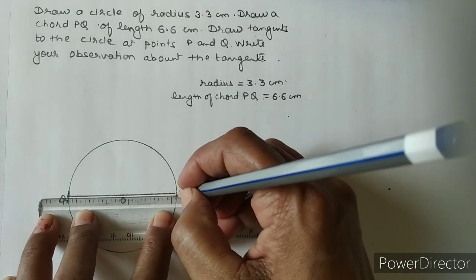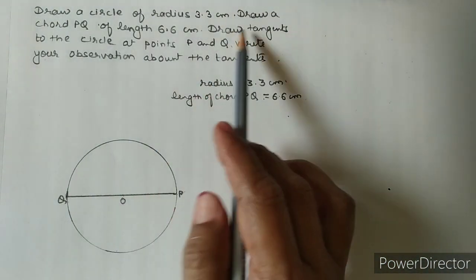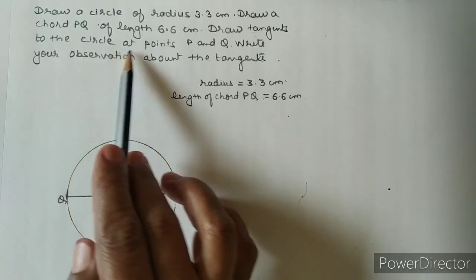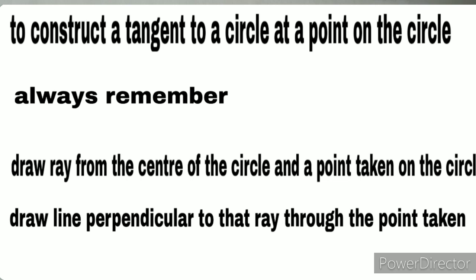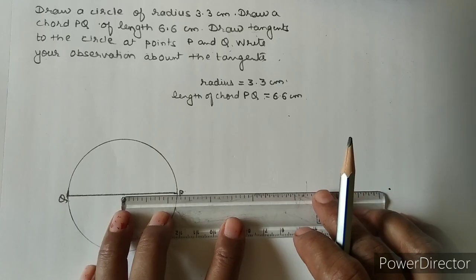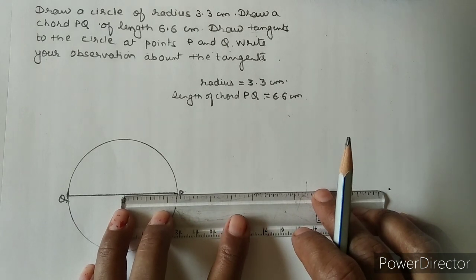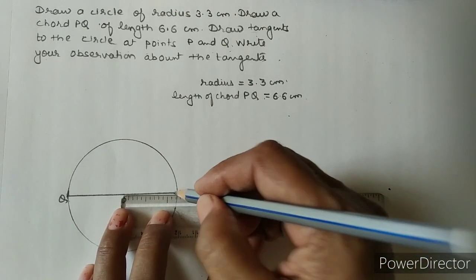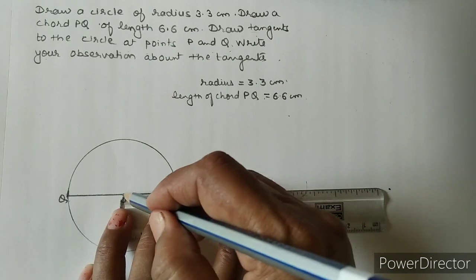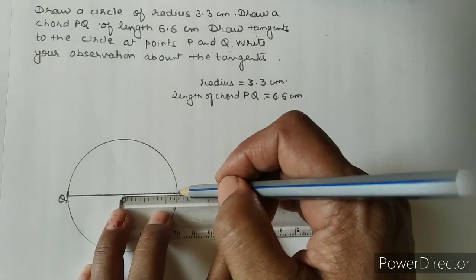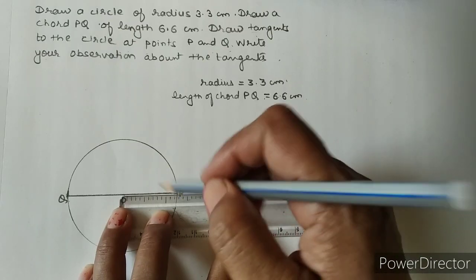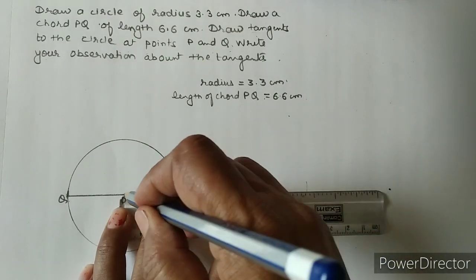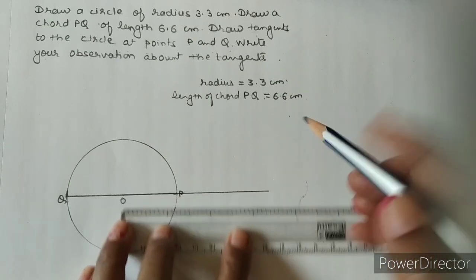Now the next step is draw tangents to the circle at points P and Q. We have to draw tangent at point P and we have to draw tangent at Q. Again I will repeat the same process. See here, draw ray OP. O is the center of circle and P is any point on the circle, and we have to draw tangent at any point on the circle. Now draw ray OP.